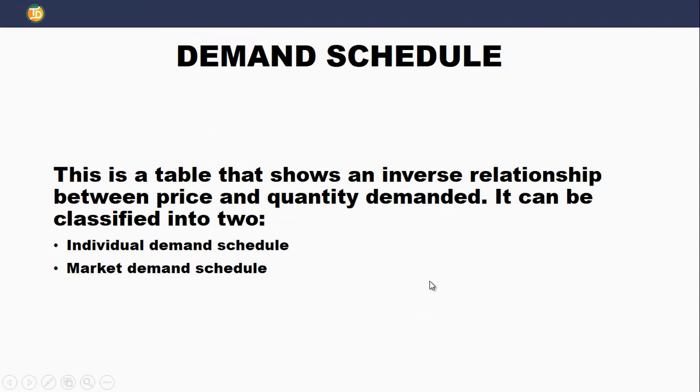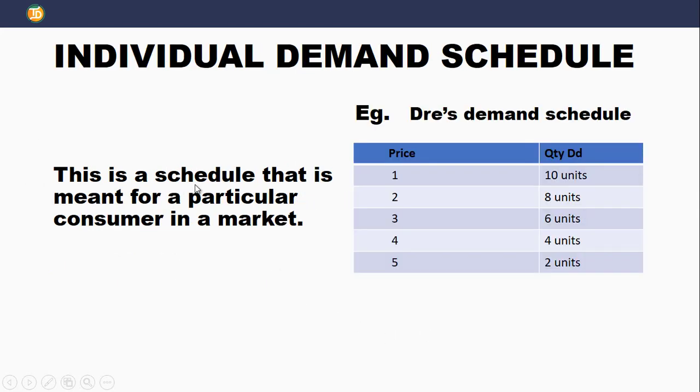The next aspect is demand schedule. Demand schedule is used to further explain the laws of demand. Demand schedule is a table that shows an inverse relationship between price and quantity demanded of consumers. So we have two kinds of demand schedule. We have the individual demand schedule and the market demand schedule. The individual demand schedule is a demand schedule that is meant for a particular consumer only in the market.